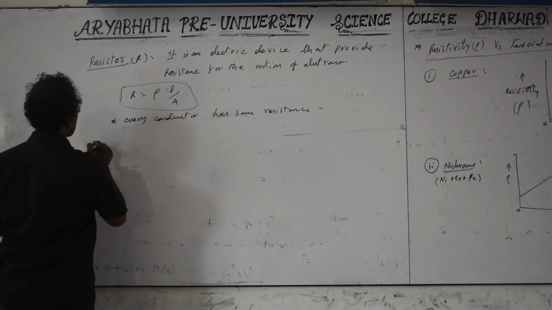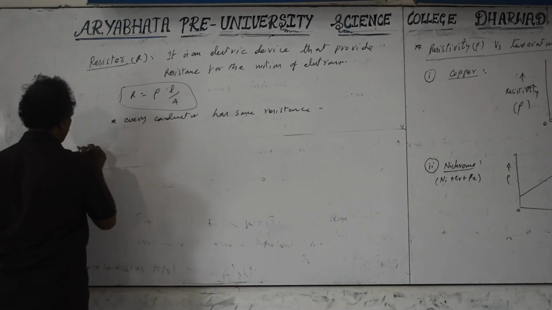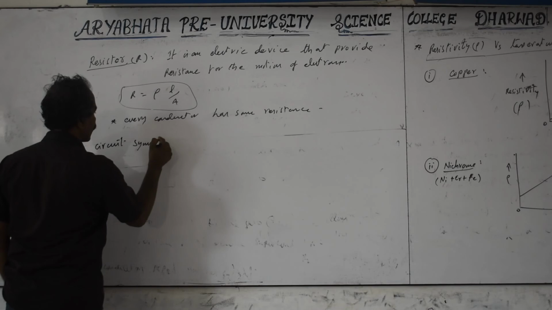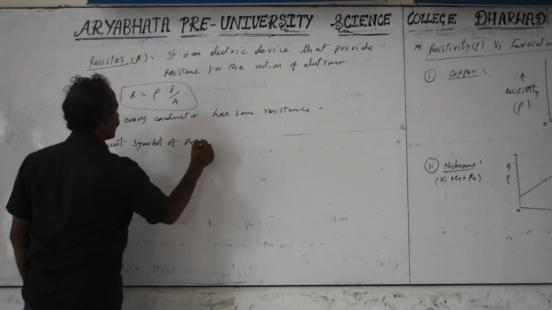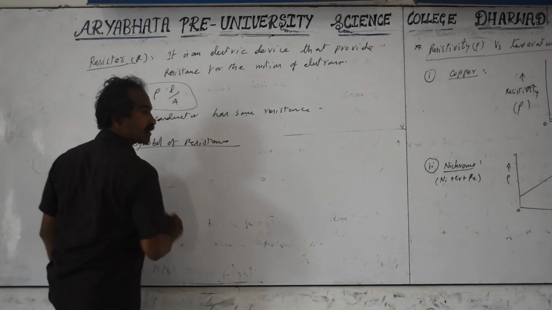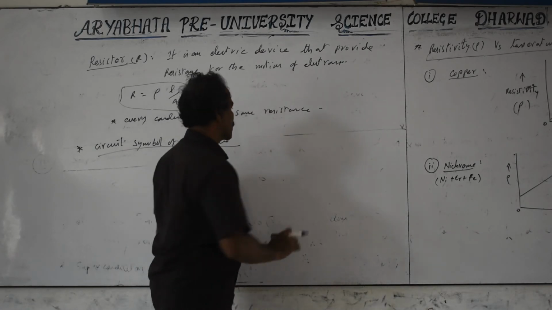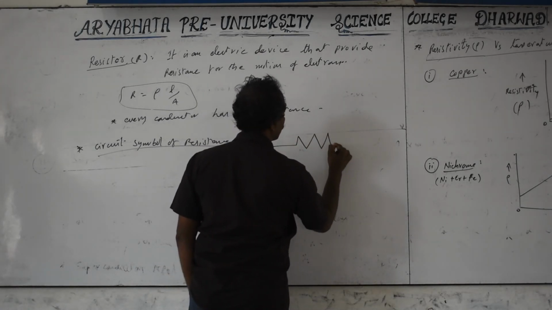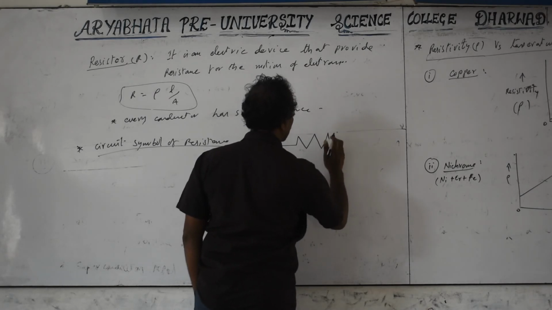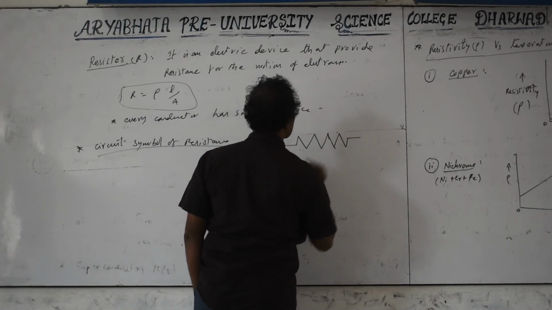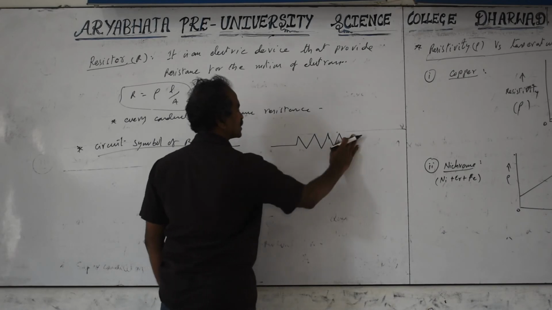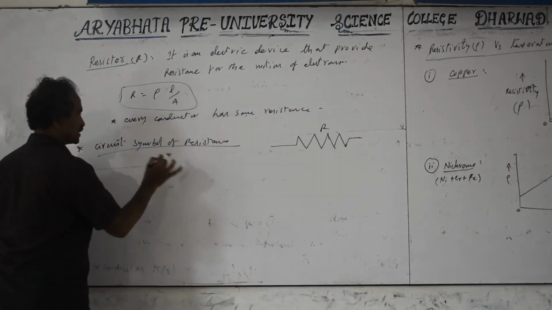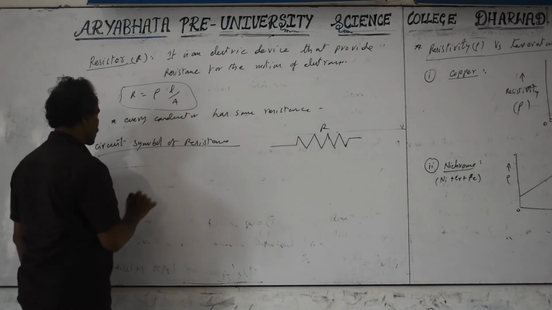The circuit symbol of resistance is this. Sharp edges here, like triangles. No need to count how many. And R is written beside it. Now take the variable resistor.